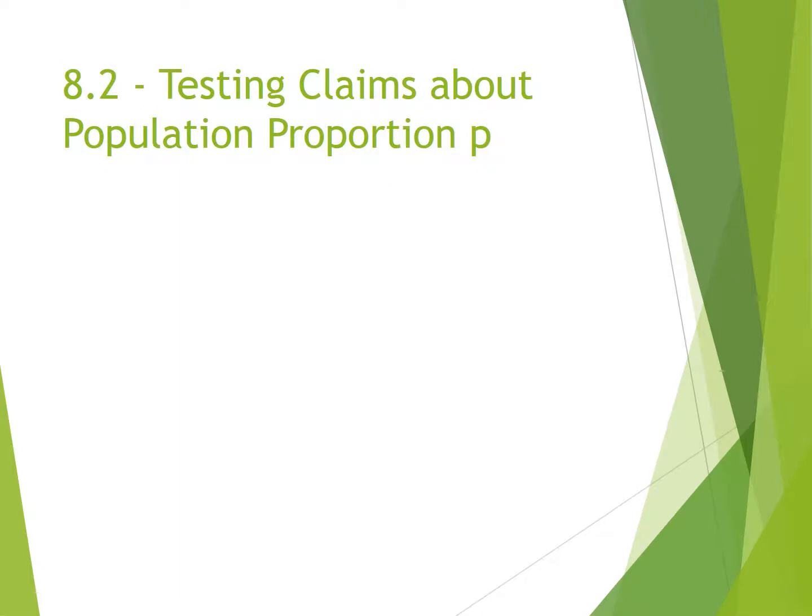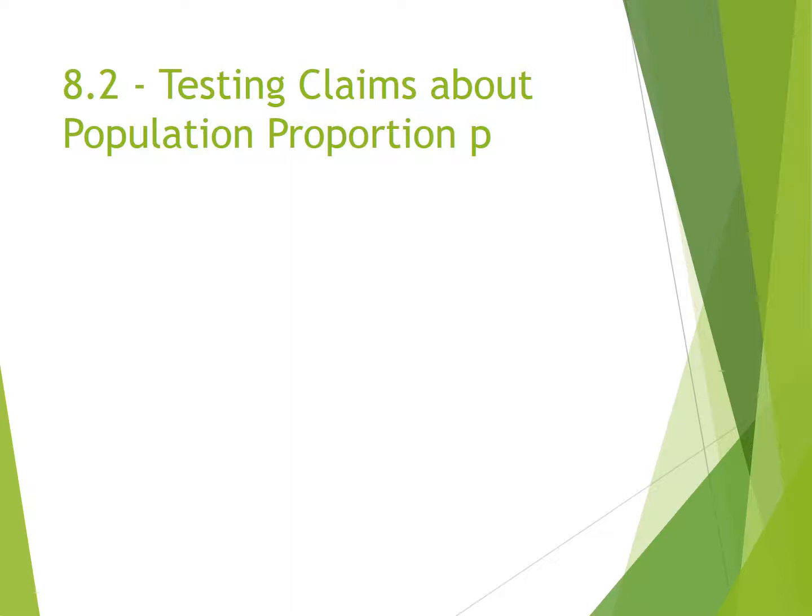Of the hypothesis tests that we're going to look at, just like we did before when we looked at confidence intervals for estimating population proportion, we looked at confidence intervals for estimating the population mean, and we looked at confidence intervals for estimating the population standard deviation or variance. We're going to do the same 3 for hypothesis testing. So in 8.2 we start talking about testing claims about the population proportion p.